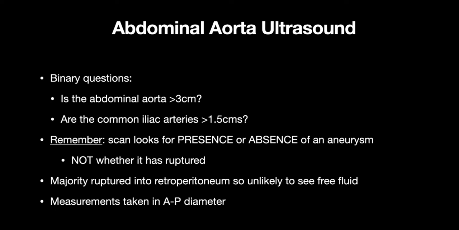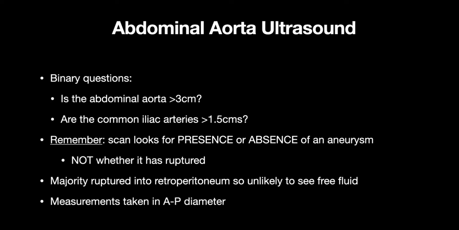It's important to remember from this that when we're doing this scan, we're looking for the presence or absence of an abdominal aneurysm, not whether it's ruptured if there is an aneurysm present. And this is important to remember. So there are some papers showing subtle signs that occur when rupture has occurred in a patient with an aneurysm. However, for the most part, just stick to the binary question here. You're just looking for the presence or absence of an aneurysm.